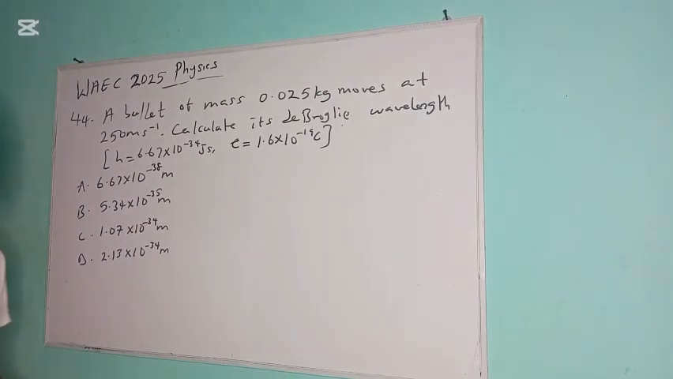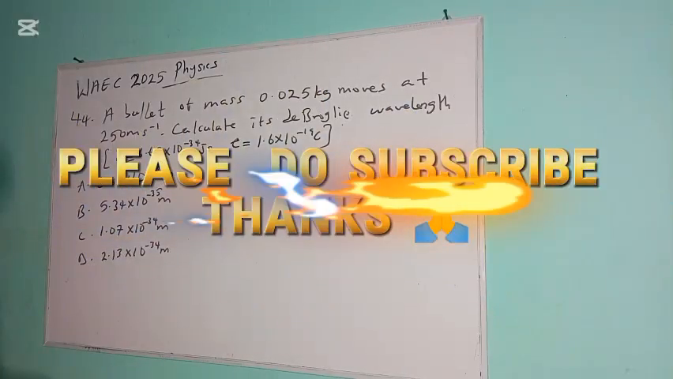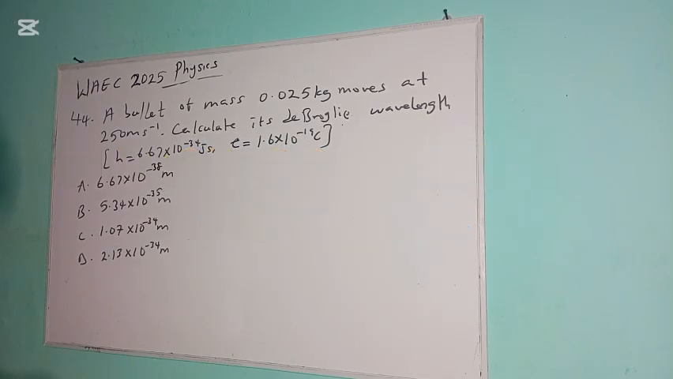So we are on question 1244, Physics, WAEC 2025. A bullet of mass 0.025 kilograms moves at 250 meters per second. Calculate its de Broglie wavelength, given these constants here.